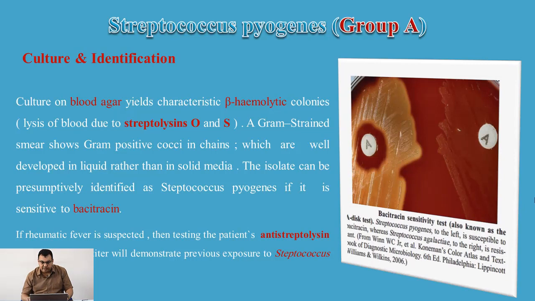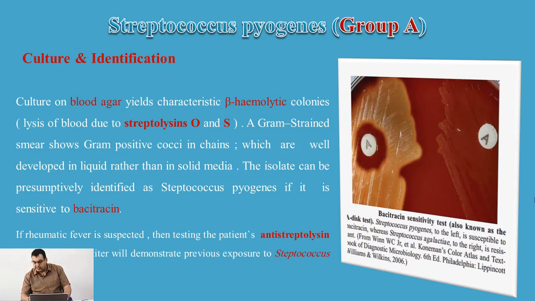Culture and identification. Culture on blood agar elicits characteristic beta-hemolytic colonies. Lysis of blood is due to streptolysin O and S. A Gram-stained smear shows Gram-positive cocci in chains, which are better developed in liquid rather than solid media. This isolate can be presumptively identified as Streptococcus pyogenes if it is sensitive to bacitracin.